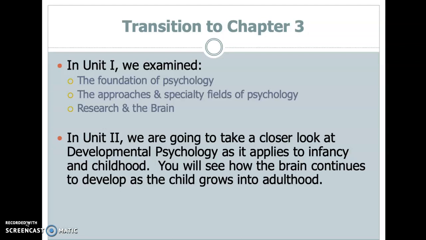All right, so we're transitioning to chapter 3. Just a reminder of what we did way back when we were in school. In Unit 1, we looked at the foundation of psychology, the approaches in the specialty fields of psychology, research, and the brain. So we're now moving on to Unit 2, and we're going to take a closer look at developmental psychology, specifically as it applies to infants and children, and we'll look at how the brain continues to develop as the child grows into adulthood. So we're going to be in Unit 2, Developmental Psychology, for the next 2 weeks. So this week and next week will both be in this Chapter 3.